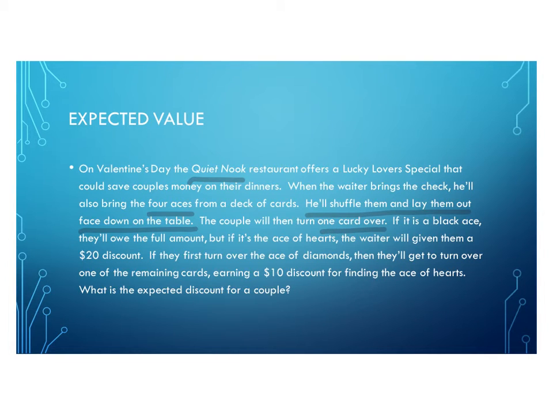If it is a black ace, they'll owe the full amount. But if it's the ace of hearts, the waiter will give them a $20 discount. If they first turn over the ace of diamonds, then they'll get to turn over one of the remaining cards, earning a $10 discount for finding the ace of hearts. What is the expected discount for a couple?